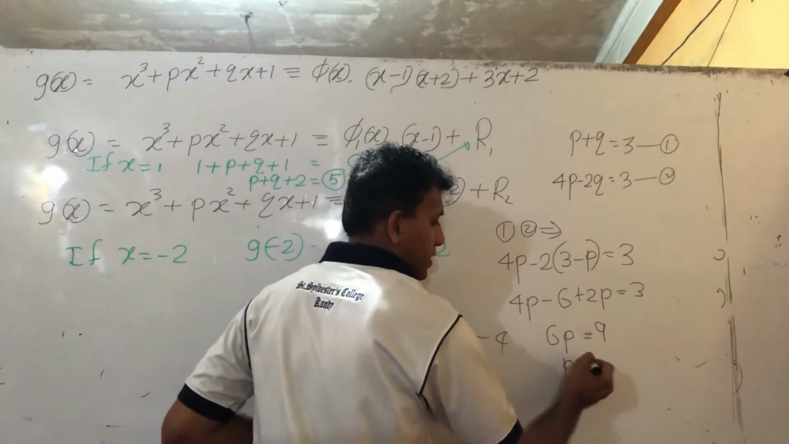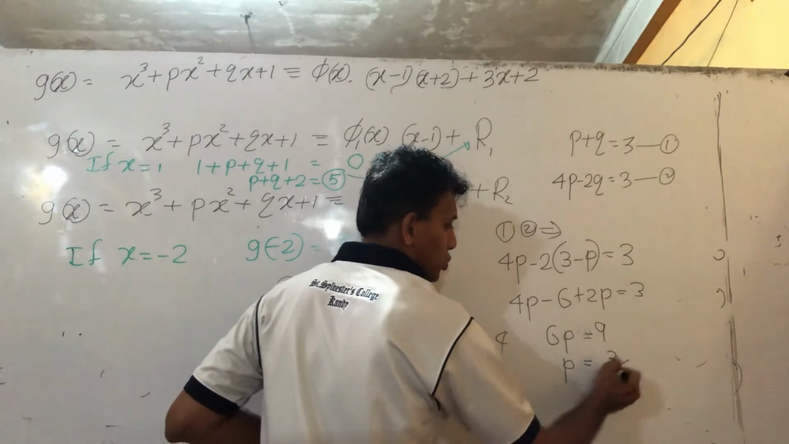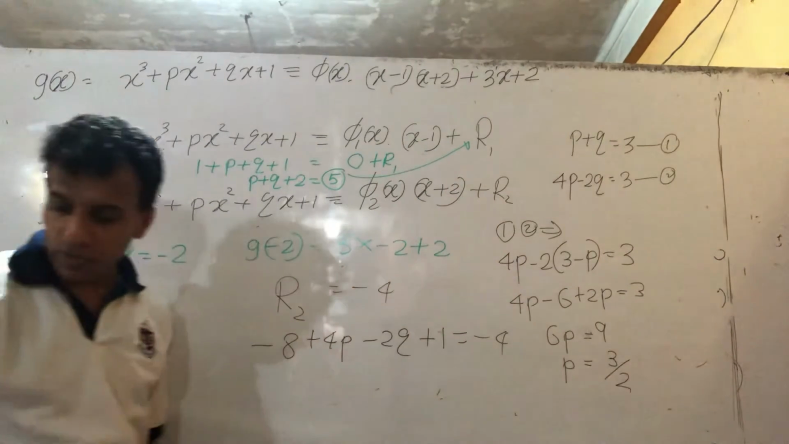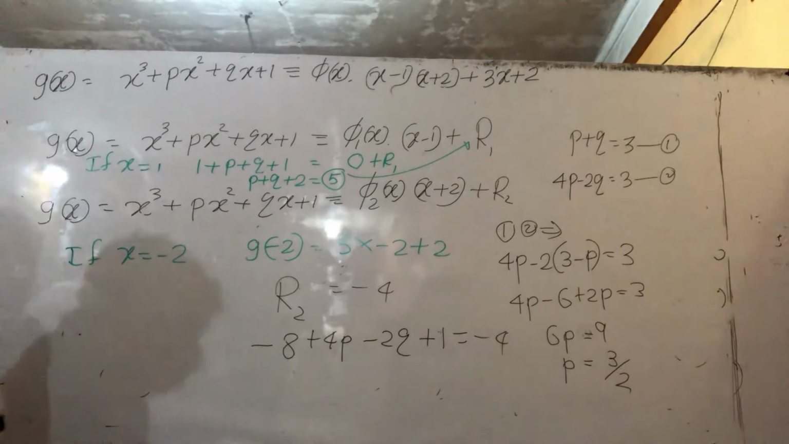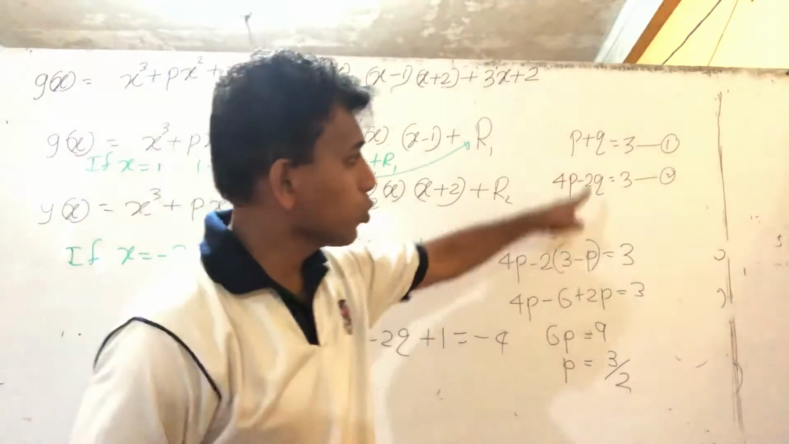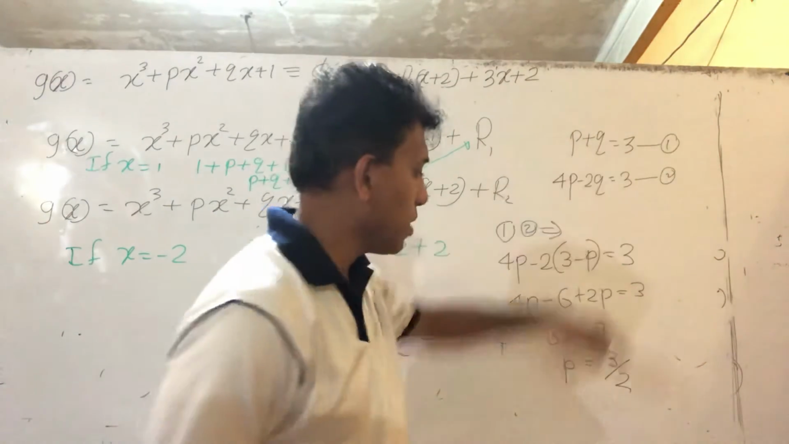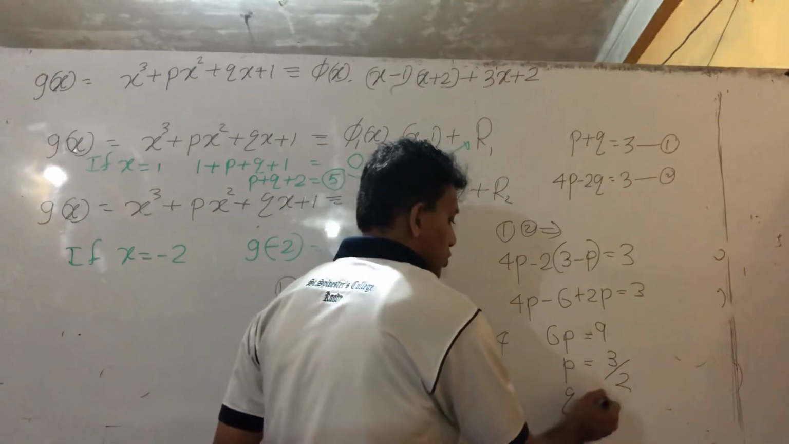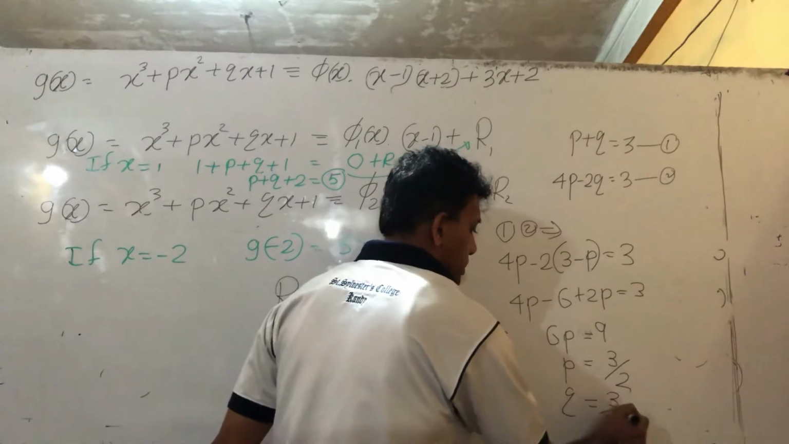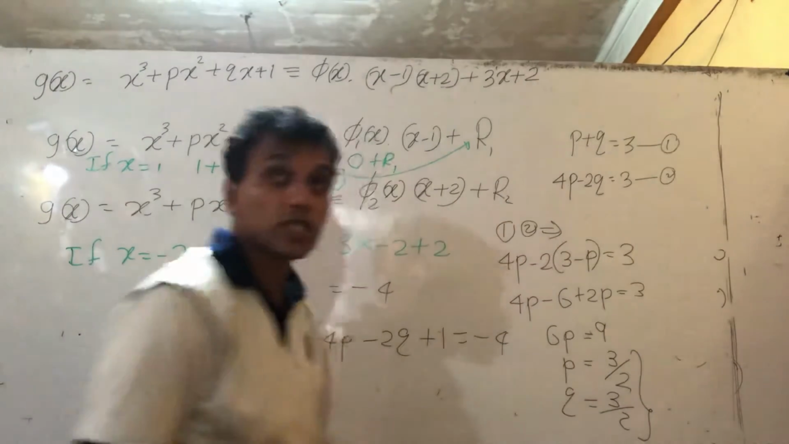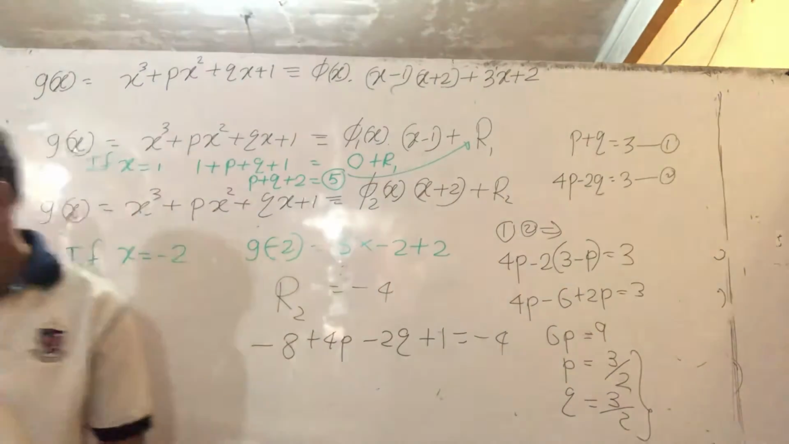Yeah, for the P answer, what is it? 3 over 2 or 1.5. Check the value, the answer for P, 3 over 2. Then substitute the P answer, same answer, is it? Q is also 3 over 2. P is 3 over 2, Q also 3 over 2, okay?